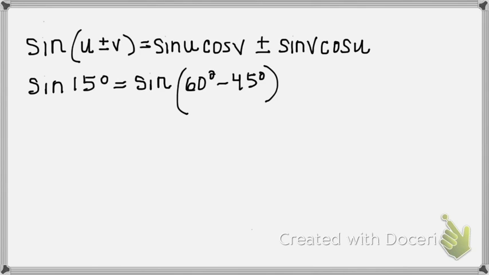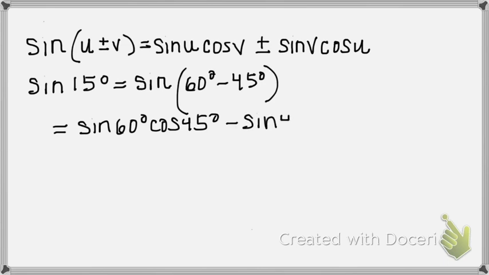And then, using the sum formula, or actually I'm going to be using the difference formula in this case, because I have a subtraction sign. Using the difference formula, I can say sine of 60 degrees cosine 45 degrees minus sine of 45 degrees cosine 60 degrees. And I know all these values from the unit circle.